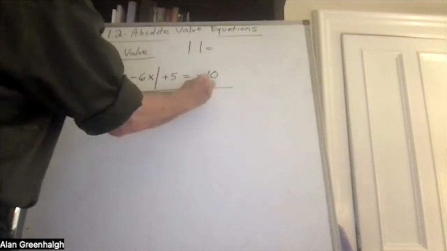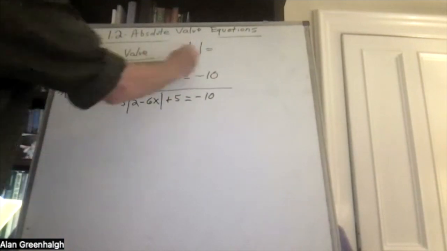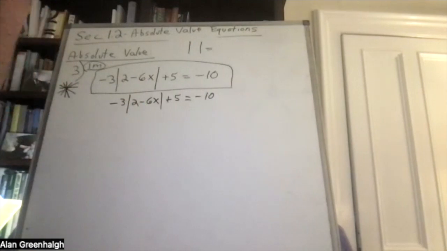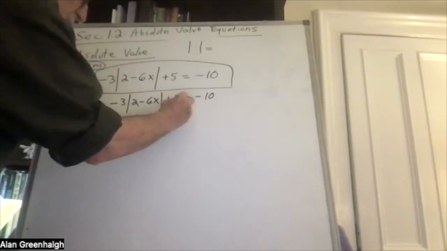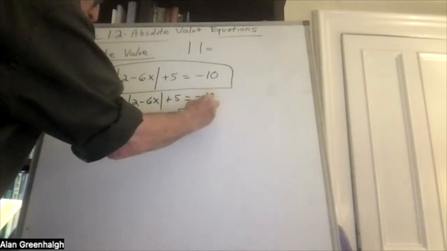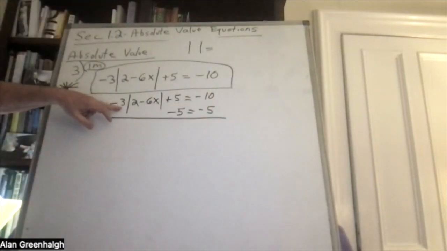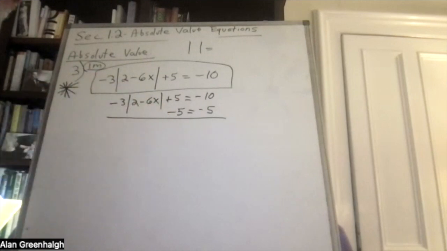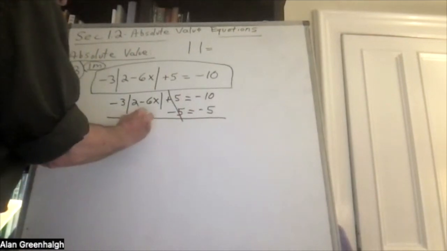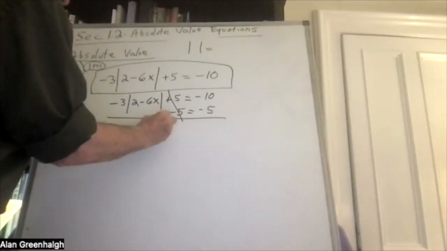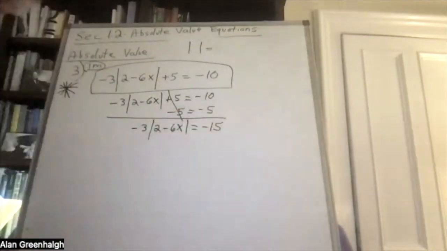Here's the problem. I'm just writing it over again. Keep the original. As you know, I like to keep the original problem. Now the idea is to isolate the absolute value. So step 1 is to get rid of the 5. If you divide it by -3, then you're dealing with a lot of peculiar fractions that can be very difficult. So this drops out, and you get -3 times the absolute value of 2 minus 6x equals -15. That's where we are now.